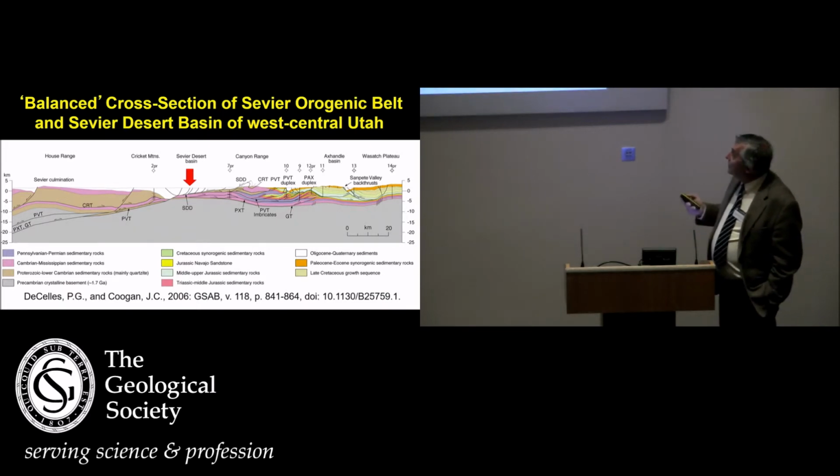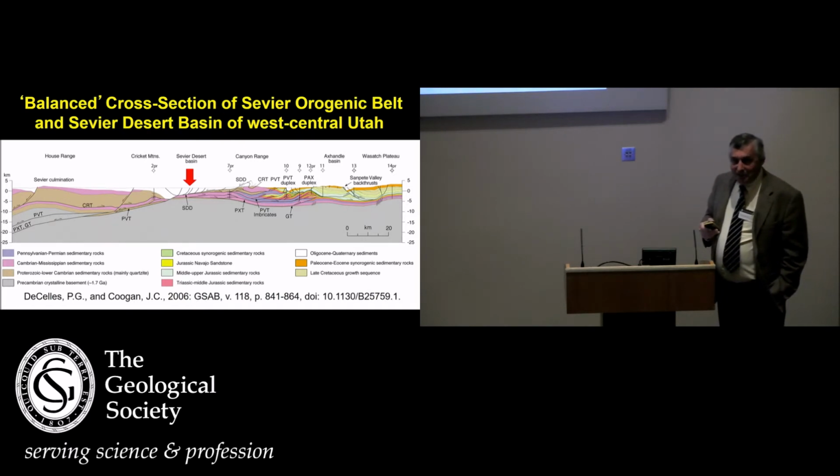And this is superimposed on Peter DeCelles's very nice balanced cross-section of the Sevier orogenic belt, the Cretaceous orogen that makes the foreland basin out here. And the issue here is whether this fault exists at all. And we're on record of saying there's no fault there. That's our solution. There is no fault.